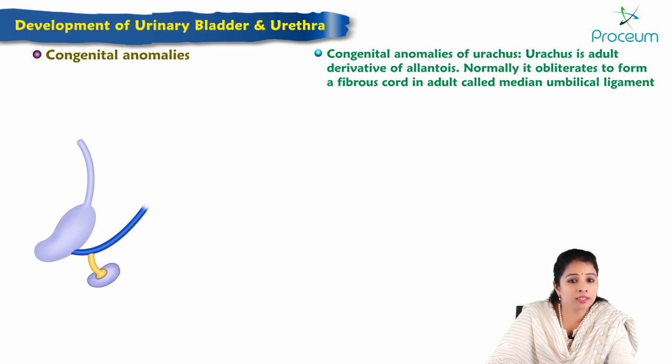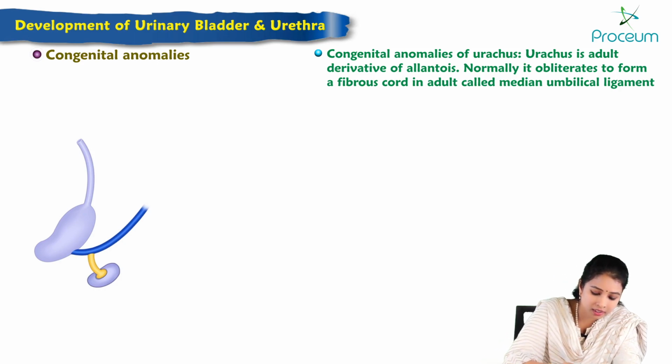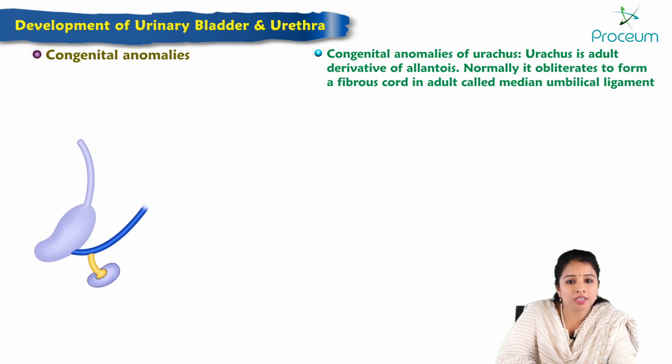So the urachus in adults is called the median umbilical ligament, which is the derivative of the allantois. Normally, it obliterates to form a fibrous cord in adults called the median umbilical ligament. Here it is not obliterated, so it results in the form of urachal sinus or urachal fistula.